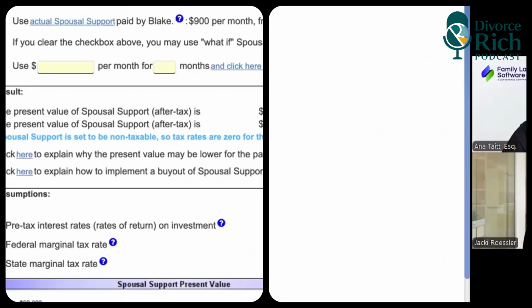And so, Jackie, why would you change this rate and for which client, and why would that be a compelling argument? So I always tell attorneys and clients that there's an inverse relationship between interest rates and lump sums. The lower the rate, the higher the lump sum, and vice versa.